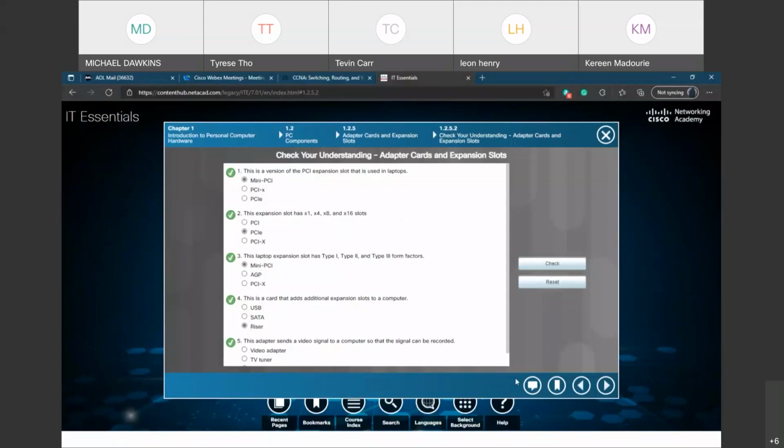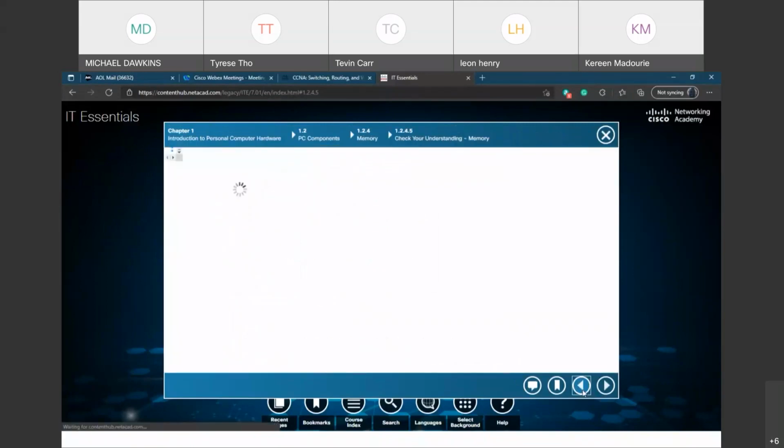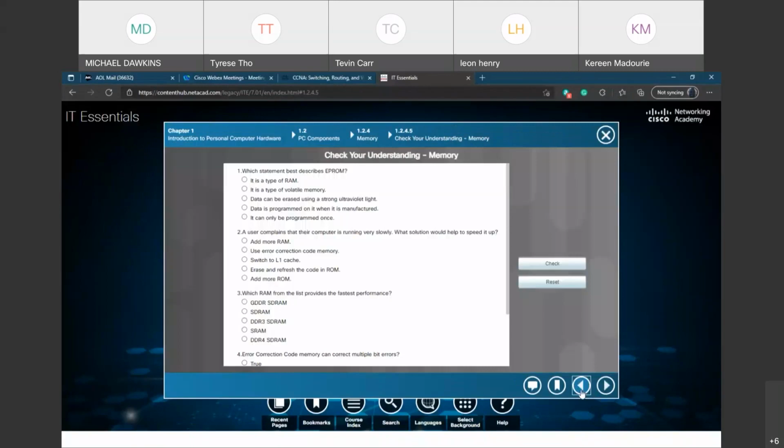All right. So there we go. So we can do another. Let us find one with memory. And do this one. Okay, so which statement is described? It is a type of RAM, a type of volatile memory. Data is erased by ultraviolet light. Data is programmed on it when it is manufactured. It can be programmed once.